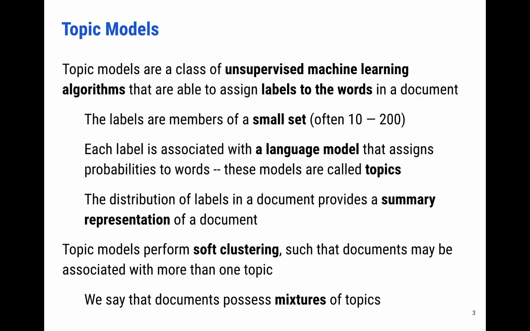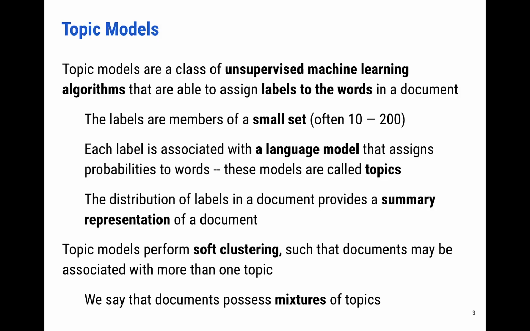And interestingly, as you'll see, each label, each topic is essentially a language model that assigns probabilities to words. So you're going to see that a text is a mixture of different language models, and these particular models are called topics. The distribution of labels in a document provides a summary representation of the document and thereby solves one of the problems of information retrieval. It's a technique that you can use for document summarization if you'd like. We're going to go into a little bit more about the uses of topic models that go beyond this.